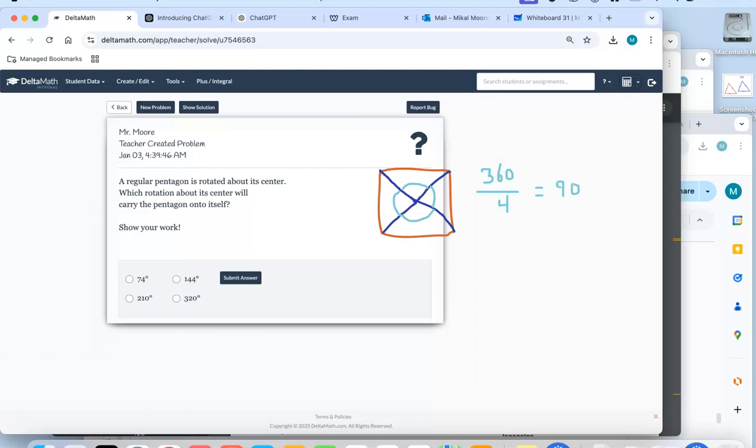So what that means is if we rotate a square 90 degrees about its center, it's going to look exactly the same as if nothing happened. And that's what it means to carry onto itself.